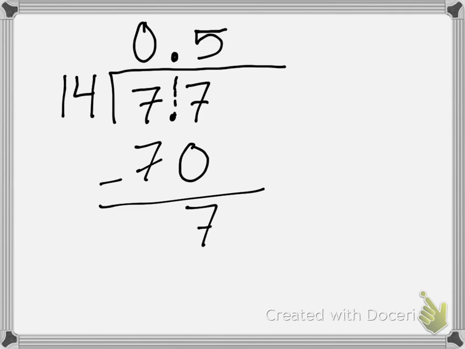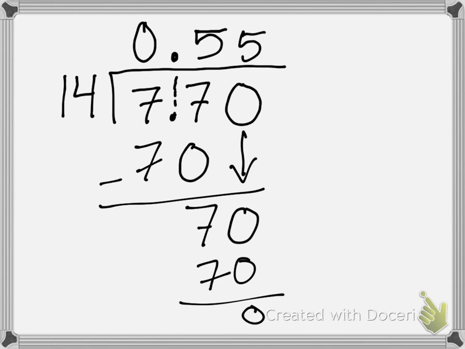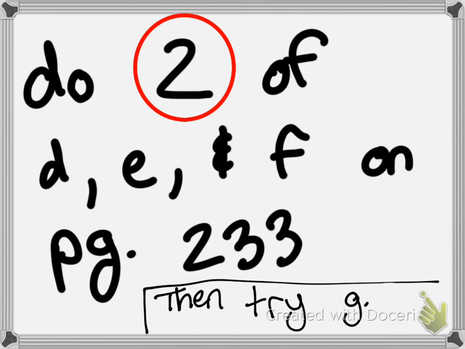I want to see a new hand. Sean. We add a 0. Does a 0 change the number at all? No. It doesn't change the number. Zeros mean nothing. So we bring down that 0. How many times does 14 go into 70? Raise fingers. What do we say? Yes, it's 5. It's an even 70, and we are done. I want you guys to do 2 of D, E, and F on page 233. And then I want you to try G.